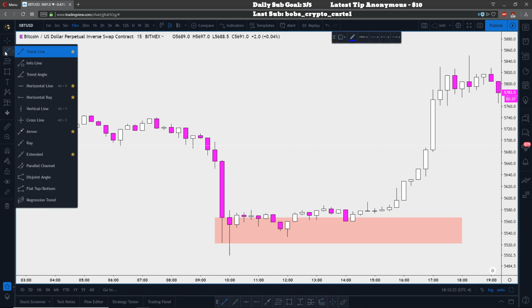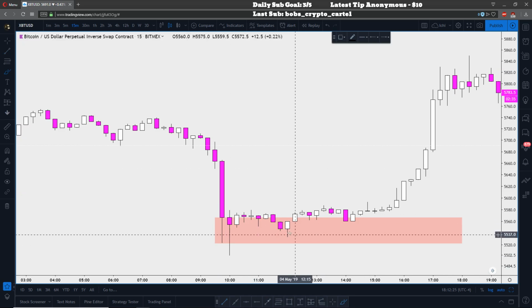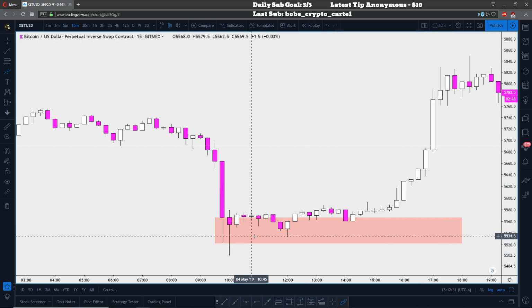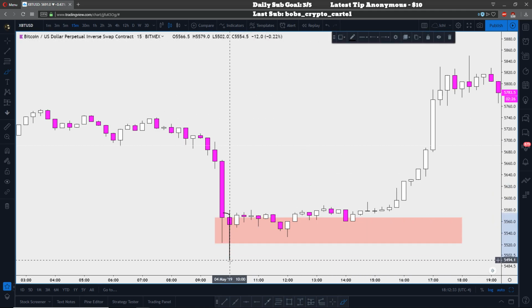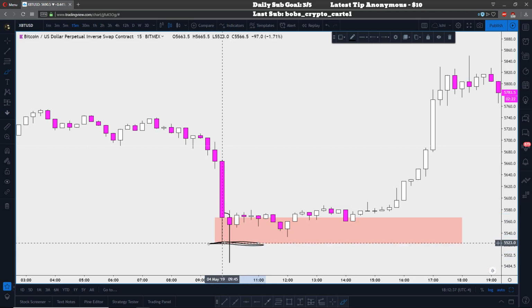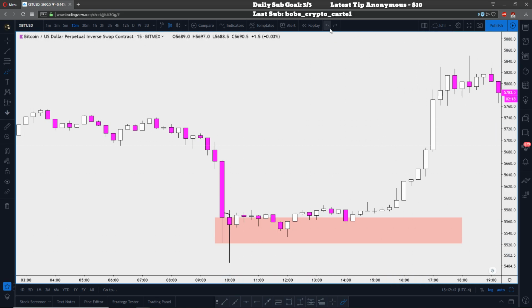You have your, where's my brush? You have your second attempt of your pivot there. You always want to give it a second attempt. You have that second attempt. If you had your order placed, you would have gotten filled there with a 1% stop loss. Let's see if you would have been stopped. Nope, you would not have been stopped.